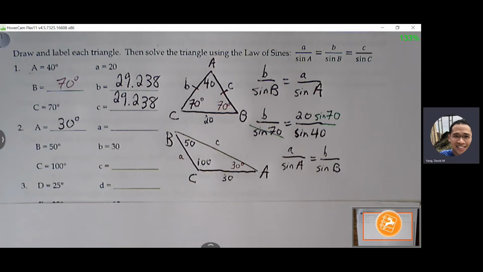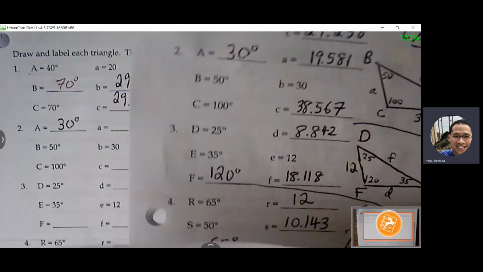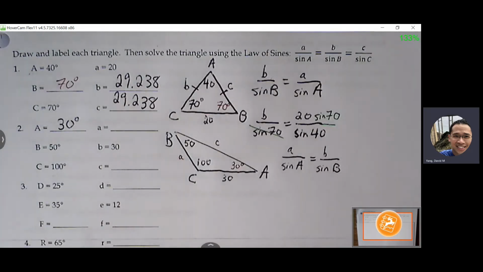Set up another proportion. All right, so let me show number 2. You are good with 2. Go ahead and move on to 3.